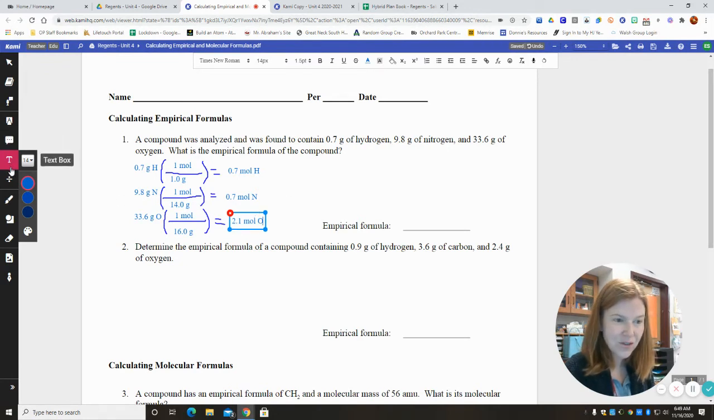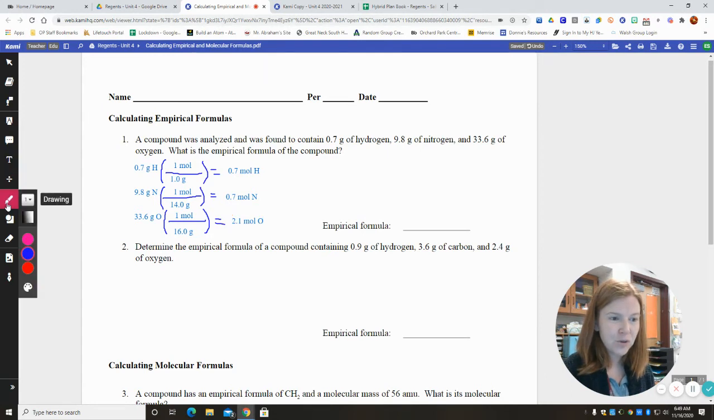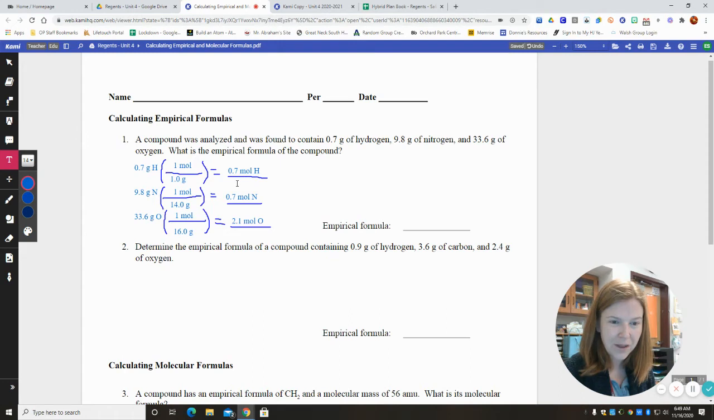All right, now to get these into a whole number ratio, because that's what you need for an empirical formula, right? You're not going to put H0.7, N0.7, O2.1. You need to get these into a whole number ratio. So you're going to take each of these mole values and divide them by the lowest mole value. In this case, my hydrogen and my nitrogen are both the same, 0.7. Divide each by the smallest number of moles.